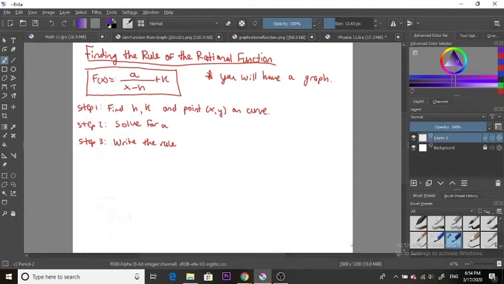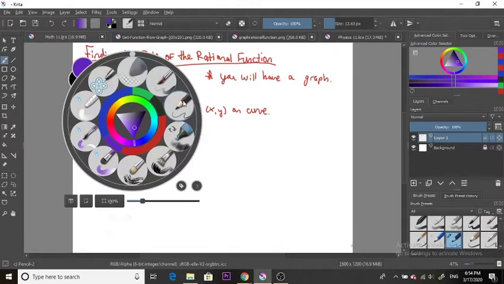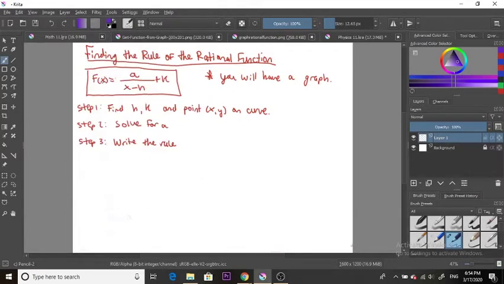For today's lesson, we are looking at the rational function and we are looking to find the rule. So we're going to be using this form here, where f of x is equal to a over x minus h plus k. For this, you will have a graph to work with. And here are the steps to finding the rule.